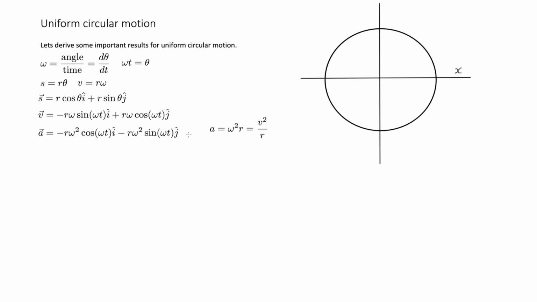Okay, so we're going to derive some important equations that we'll need to describe uniform circular motion. So uniform circular motion means that it's moving with a constant speed. And we've also got a constant angular velocity.